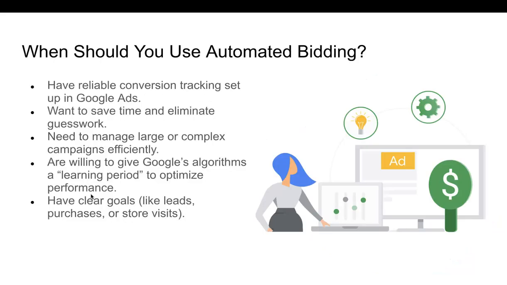Okay, when should you use automated bidding? Well, pretty simple. You should use it when you have reliable conversion tracking set up within Google, which is really important. You want to use it to save you time and eliminate guesswork, and also to help you manage large or complex campaigns effectively. And by using this, it will give Google's algorithm a learning period to really learn what your campaign is about, what your business is about.